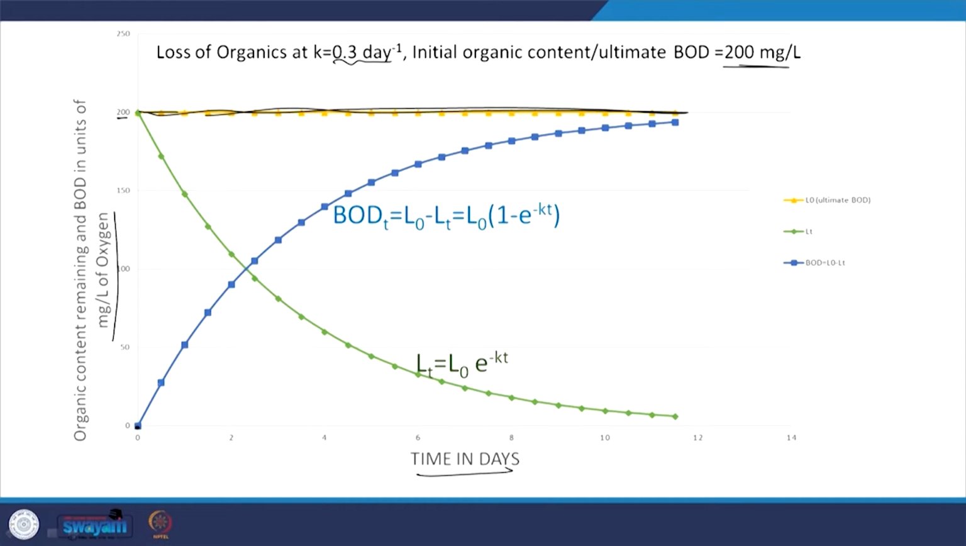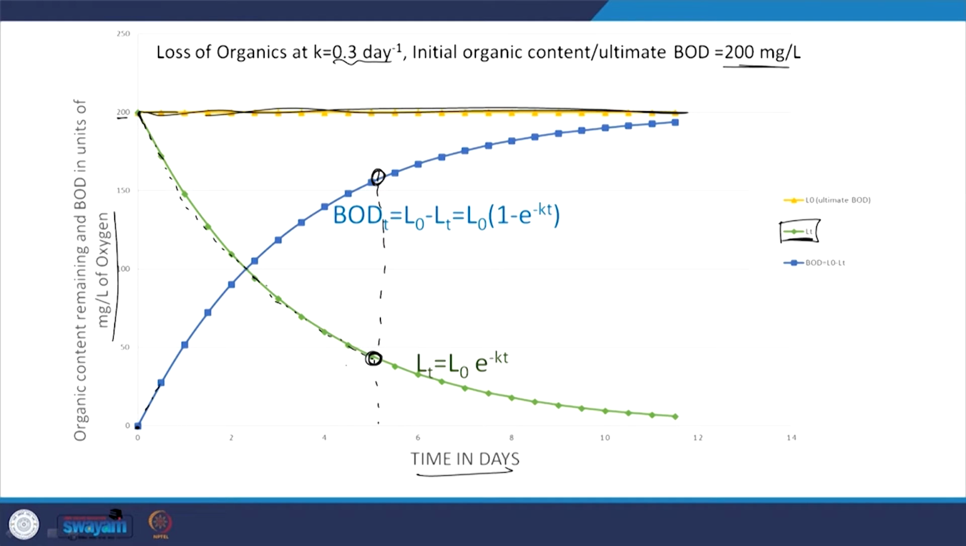When I say organic content is being degraded, some oxygen is being consumed, so that is why the BOD has increased. So, let us say at 5 days the BOD is this. What happens to the organic content in the meantime? Organic content is the green particular legend. The organic content was initially 200 and keeps on decreasing because the microbes are degrading it in the presence of oxygen, and after 5 days I only have a little of the organic content left, right.